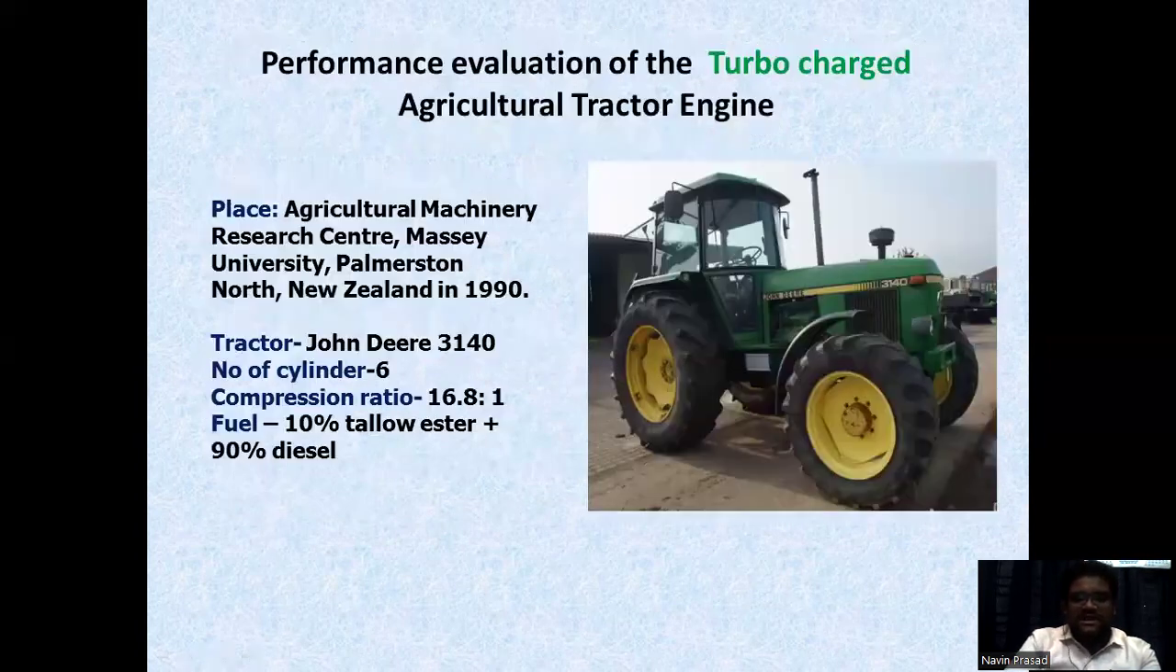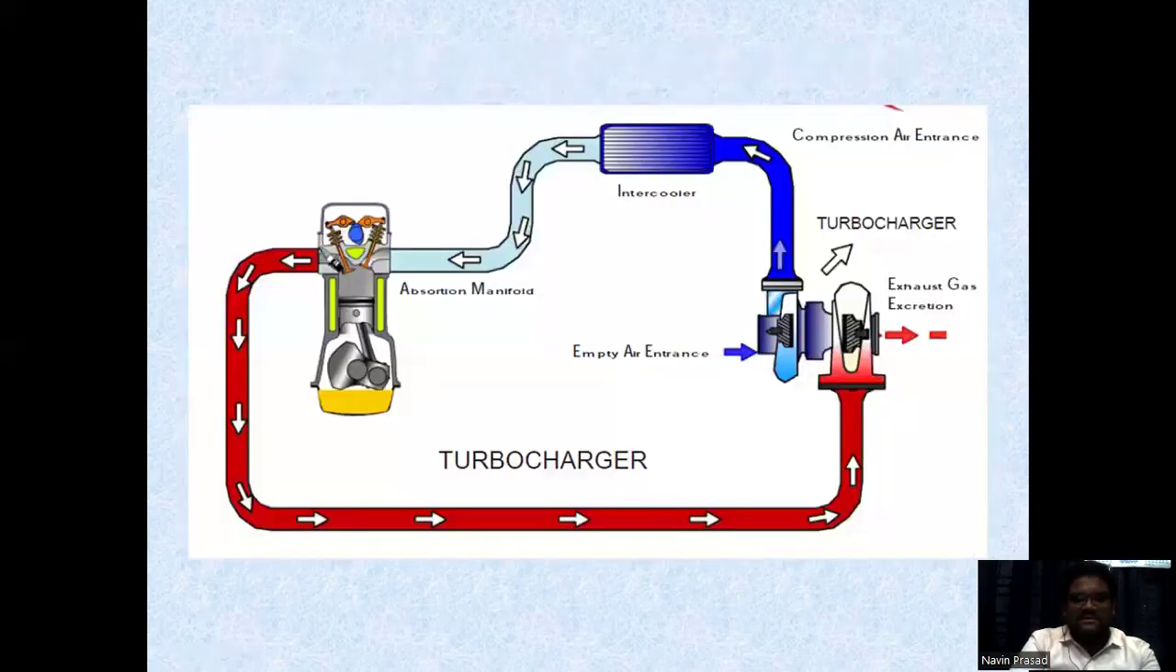So John Deere, we already know about the John Deere tractor. In this also, in 1919, the John Deere tractor was performance evaluated with the turbocharger. So these are the engine specifications. This is a simple sketch which is used for easy understanding.